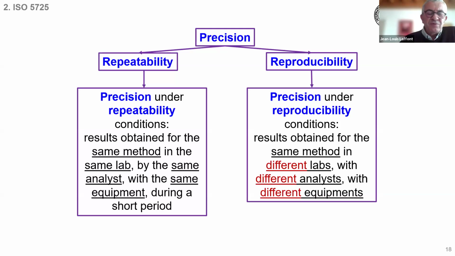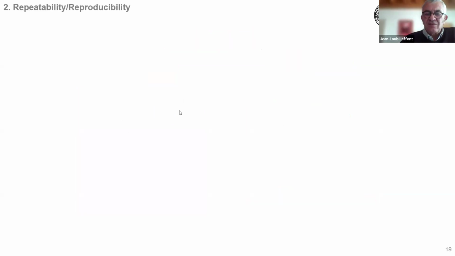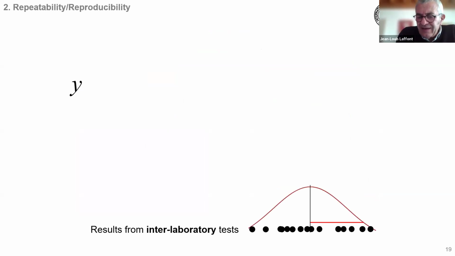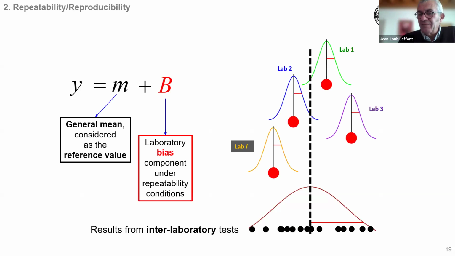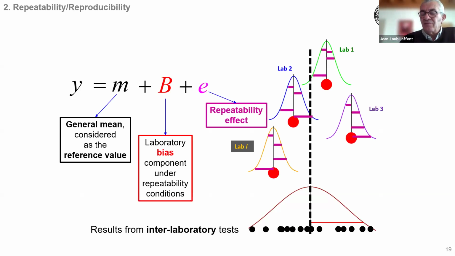Now let me put this concept in the context of a multi-laboratory study. You get the results of the interlaboratory test. You have many results, and we denote these results by the letter Y. And Y is modeled by M, which is a general mean, or it can be the reference value or the average of all the results, plus a laboratory effect, the red points, plus a repeatability effect, which is the deviation within each laboratory to the mean of each laboratory. This is our basic model to analyze these interlaboratory studies.